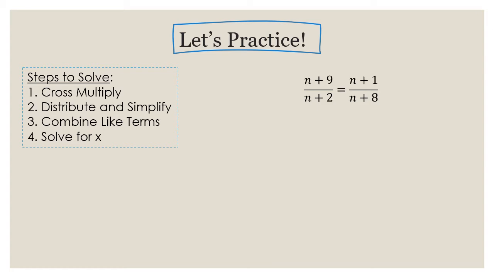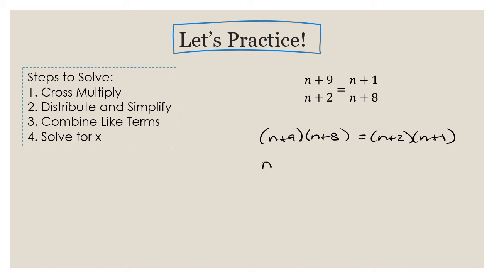Alright, on this example I've got a bit more complicated expressions, but it's the same process. Step 1, let's cross multiply. So I'm going to do n plus 9 times n plus 8, and that's going to equal n plus 2 times n plus 1. Alright, now we're actually going to FOIL. That's going to be my distribution.